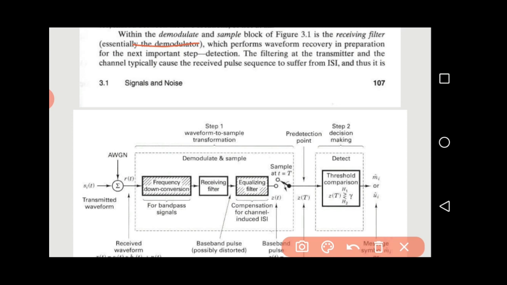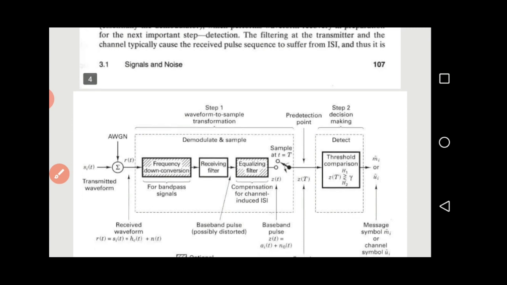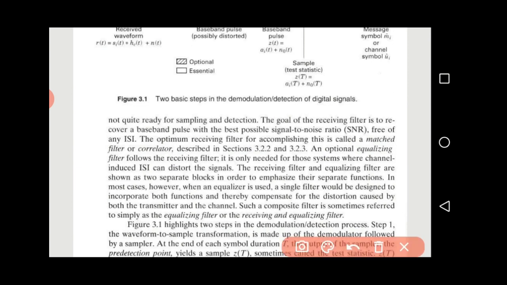Within the demodulator, within the demodulate and sample block, the receiving filter performs waveform recovery in preparation for the next important step, detection. The filtering at the transmitter and the channel typically cause the received pulse sequence to suffer from ISI, and thus it is not quite ready for sampling and detection. The goal of the receiving filter is to recover a baseband pulse with the best possible signal to noise ratio, free of any ISI. The optimum receiving filter for accomplishing this is called a matched filter or correlator, which we will see in later slides.